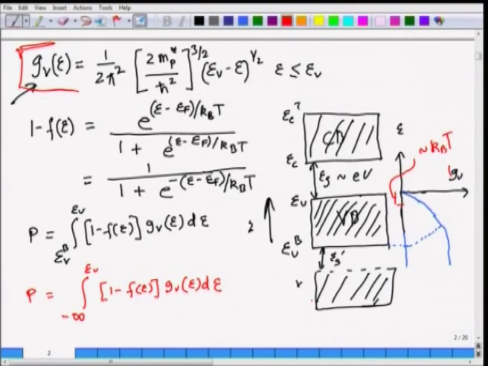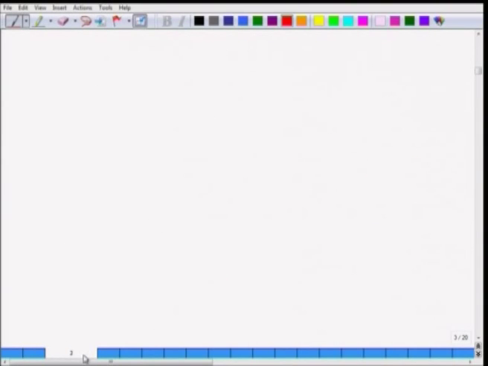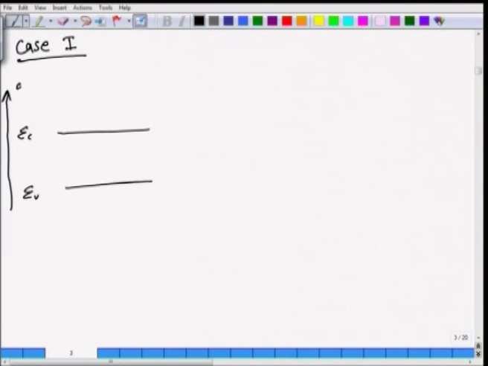So these are the 2 points I am going to prove to you graphically. Let's go to the third slide, and I'm going to make 3 cases. Let's plot case 1, which are very similar to each other, but some points can be made. Here is EC, and here is EV, and energy of course increases on this axis. This is the energy axis.